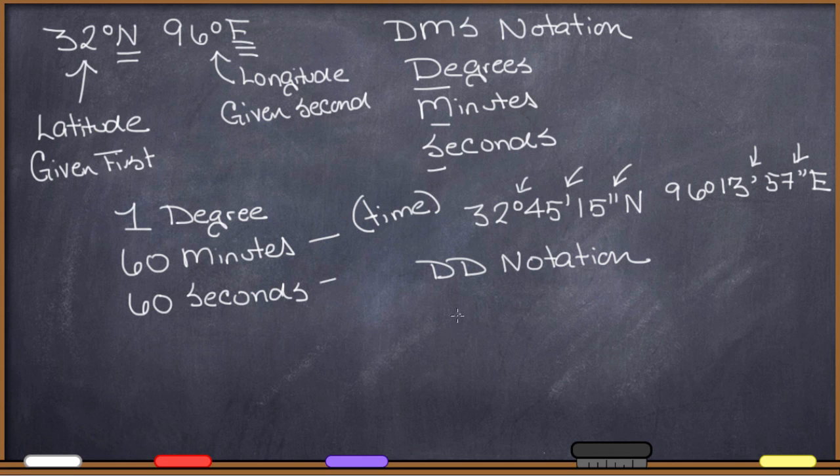And DD notation stands for decimal degrees. So rather than this formal system that uses degrees, minutes, and seconds, some people want to talk about latitude and longitude as if you were going to break a degree into the decimal system and just use a decimal.